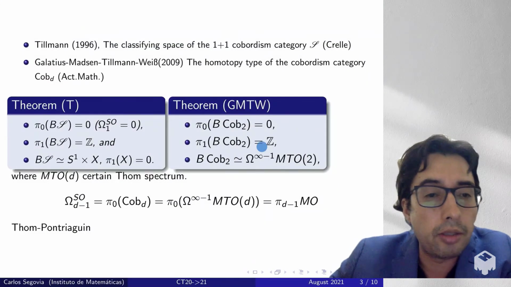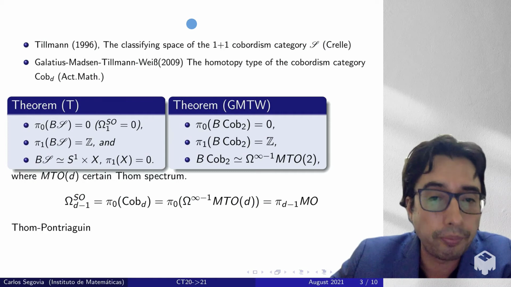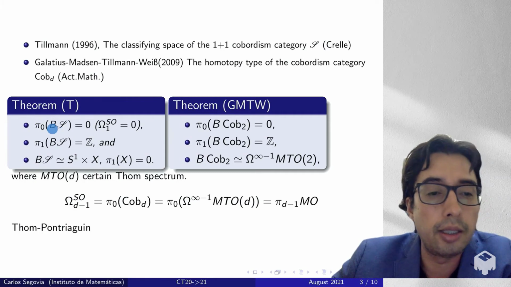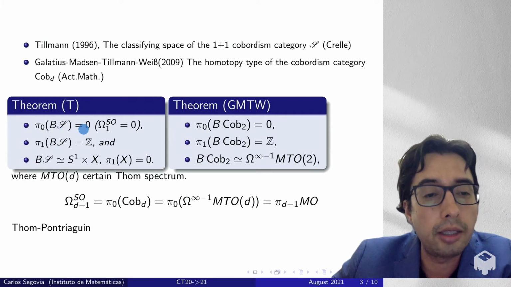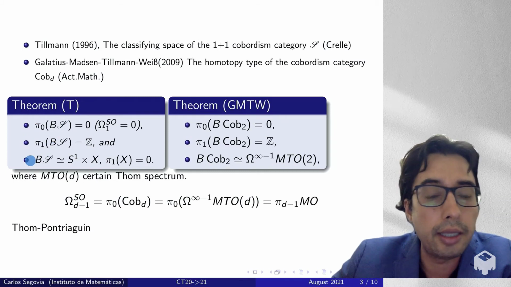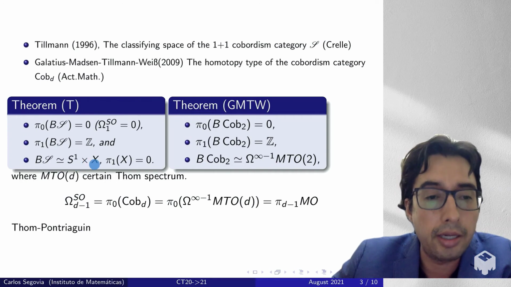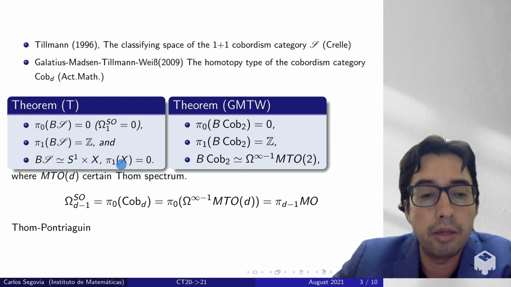The first person who studied the classifying space of this category was Ulrike Tillmann, and she proved that the connected components are trivial, the fundamental group is the integers, and the classifying space splits as the product of the circle and an infinite loop space that is simply connected, and that I denote by X.